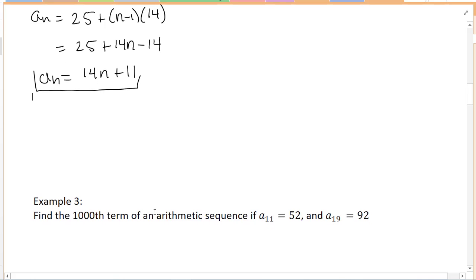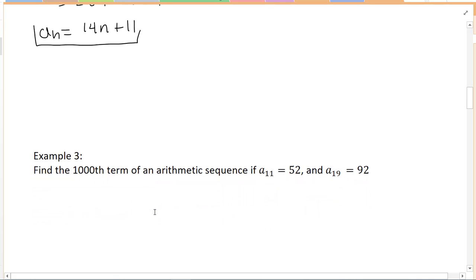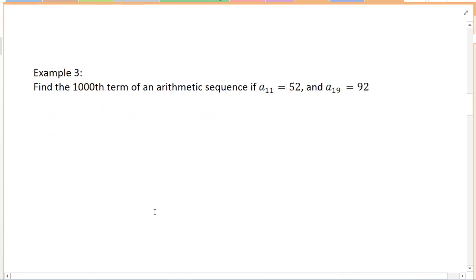So let's try the third example. This one is a little bit more involved. Find the 1000th term of an arithmetic sequence if the 11th term is 52 and the 19th term is 92. I don't have the first term, and I don't have the common difference either, but that's where the formula comes in handy. I know A sub n is A1 plus n minus 1 times the common difference. We don't have A1, we don't have D, but we do have some n's. We have n equals 11 and n equals 19.